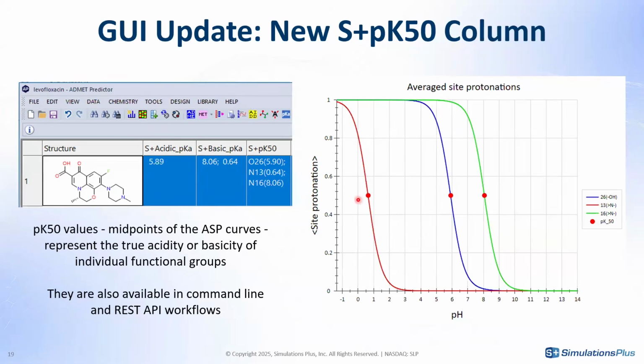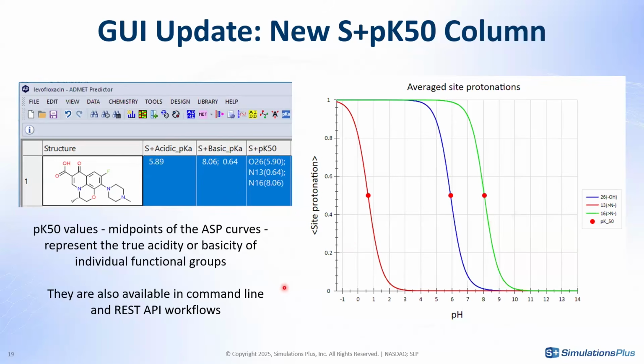So this plot comes from our pKa microstates display. So it's showing for the 3 ionizable groups of this compound, the carboxylic acid and the 2 basic nitrogens, what is the fraction protonation as a function of pH? And the red dots are the midpoint of those curves and define the PK50 values.